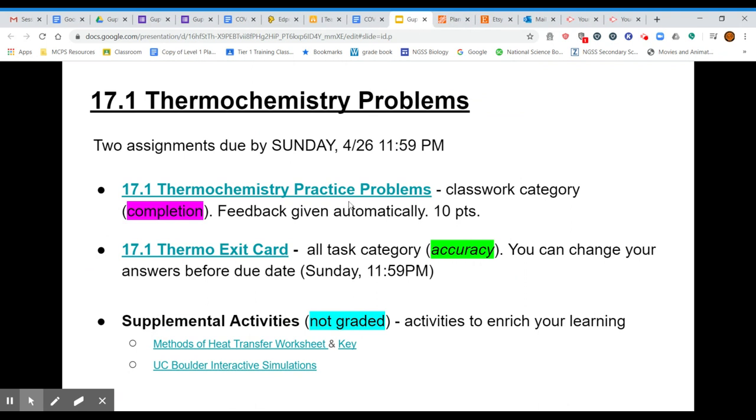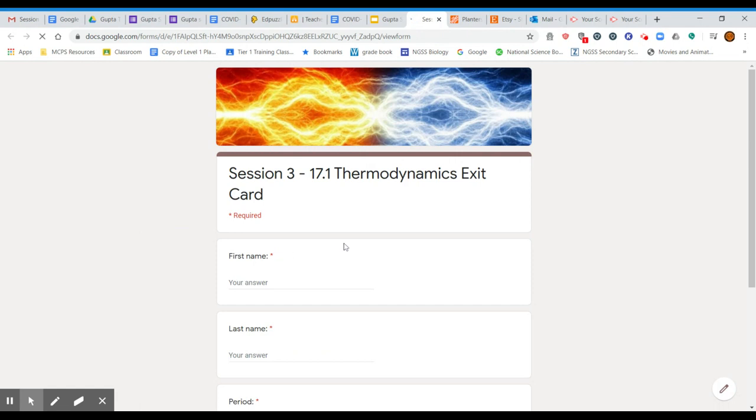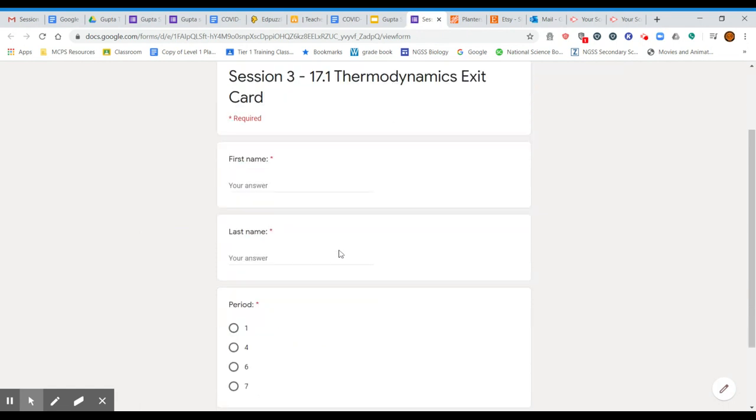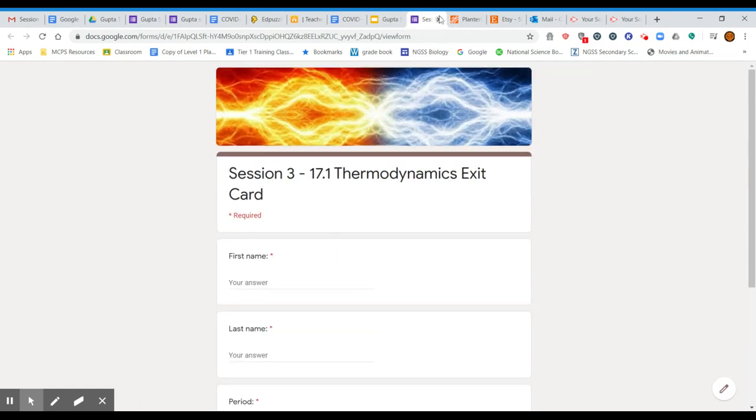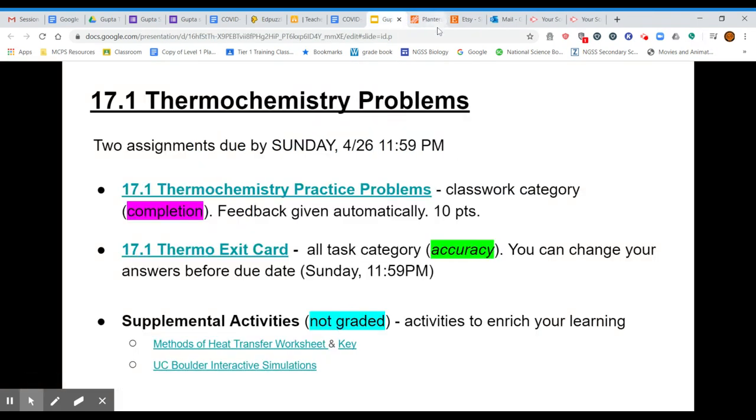You can go back and review my video. You can go back and review the slides which I'm going to attach to the presentation today. And the second one is the thermo exit card, which will be graded for accuracy. Both these assignments are due on Sunday, 26th at 11:59 p.m. This exit card will be graded for accuracy, but you can keep on reviewing your answers and keep on correcting your answers until you get them right or until Sunday.